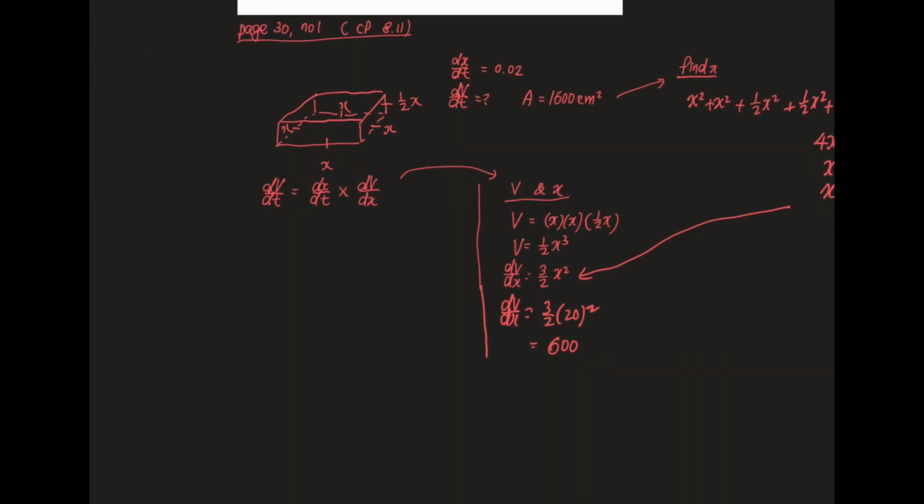And we substitute this into our chain rule. dx dt is given, 0.02, and dv dx is 600. We multiply and we will get dv dt, which is 12 cm cubed per second. Okay, so that is how we do the question for rates of change.